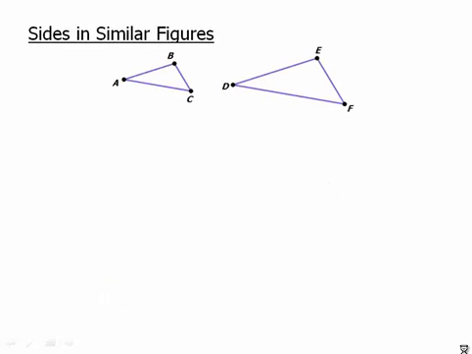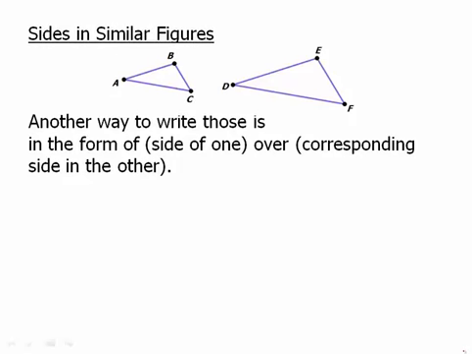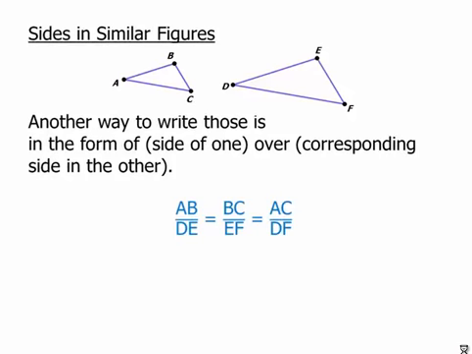Here are the similar triangles again. Another way to write those is in the form of side of one triangle over the corresponding side of the other triangle. So we could write AB over DE. And the advantage of this is now we can create an equation that relates all the sides of both triangles. So AB over DE, those are corresponding sides. BC over EF, those are corresponding sides. And AC over DF, those are corresponding sides. So all three of those ratios have to be equal.